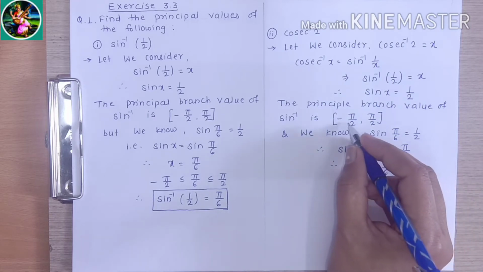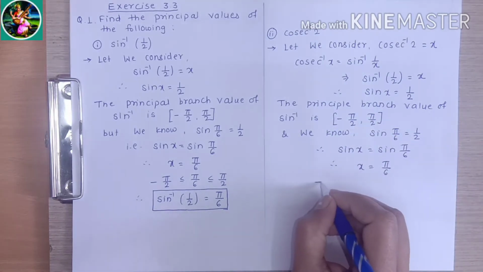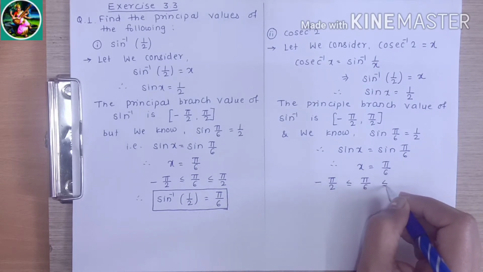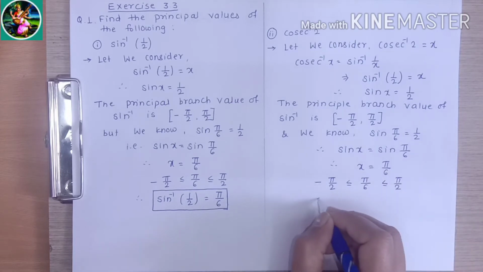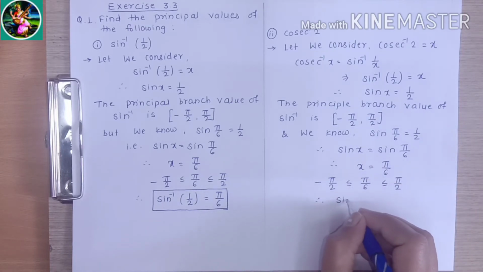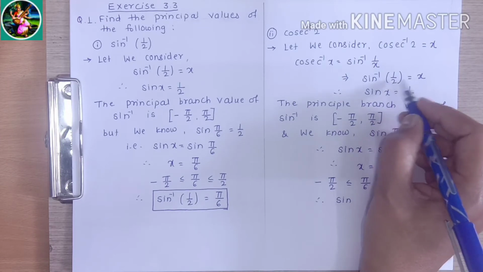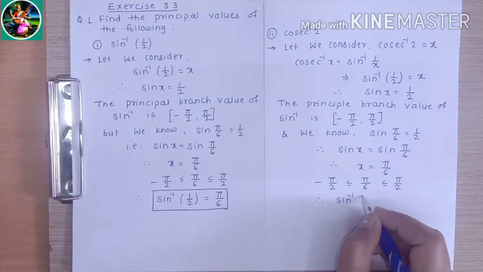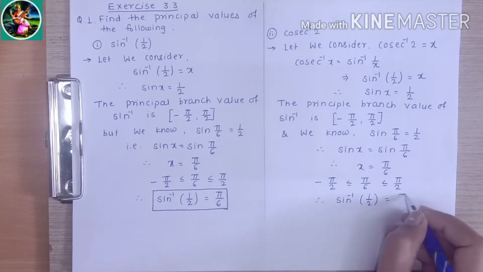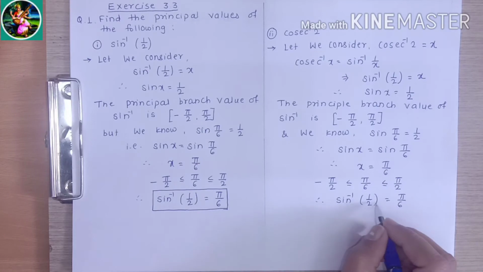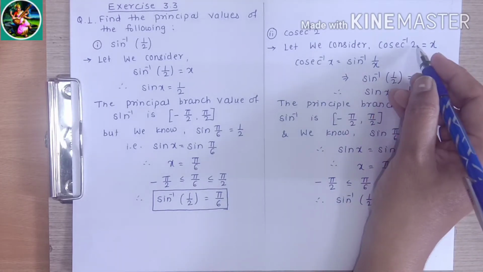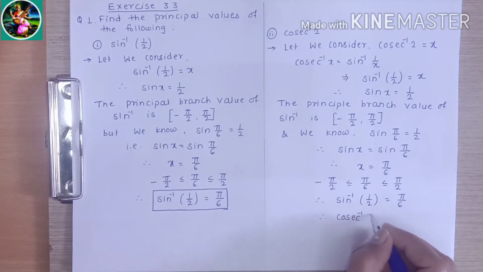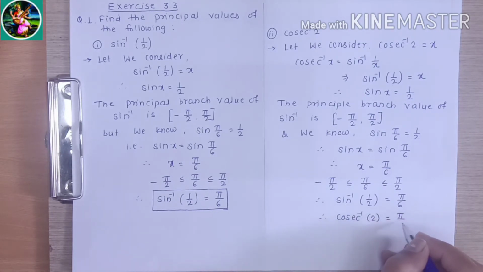That pi by 6 lies in this interval, that is minus pi by 2 is less than or equal to pi by 6 is less than or equal to pi by 2. Therefore, here sine inverse of 1 upon 2 is equal to x. Instead of x, here we write sine inverse of 1 upon 2 is equal to pi by 6. But sine inverse of 1 upon 2 is cosec inverse of 2. Therefore, here we write cosec inverse of 2 is equal to pi by 6.